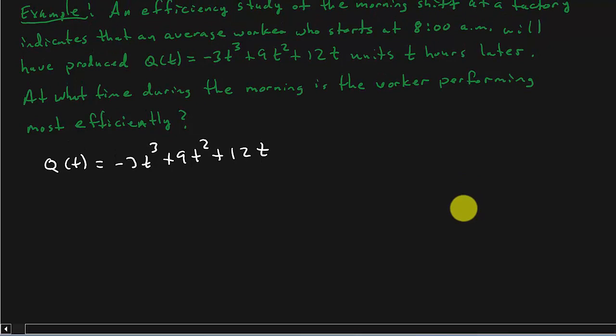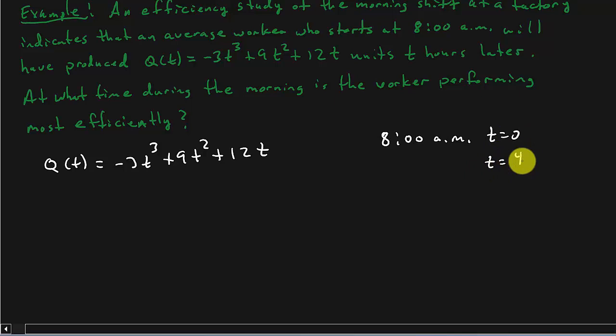All right, so he starts at 8 a.m. and this is during the morning shift. Okay, so 8 a.m. is going to represent t equals 0. So we're going from t equals 0 to t equals 4.